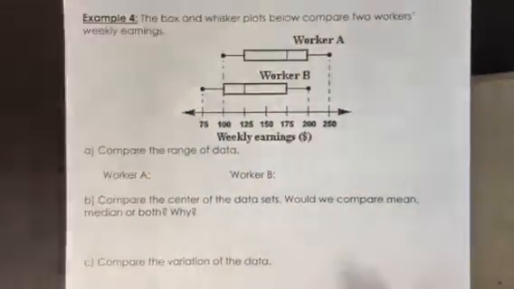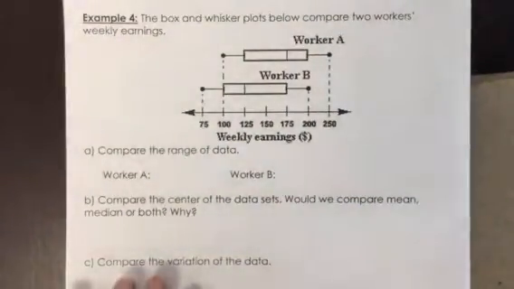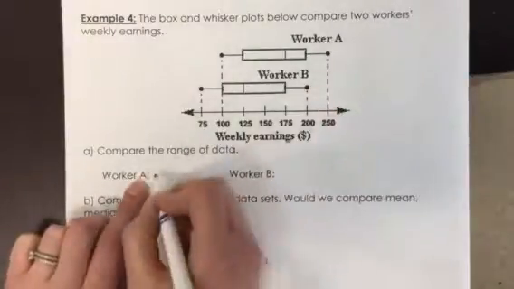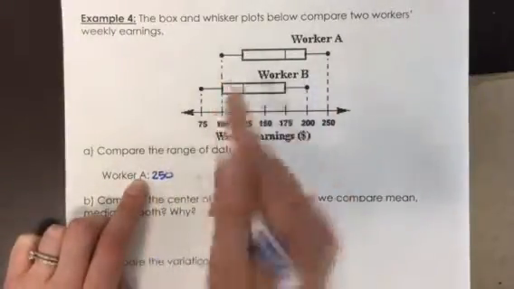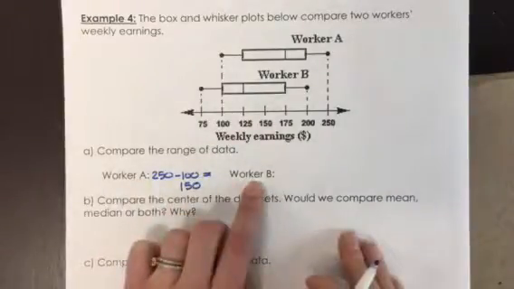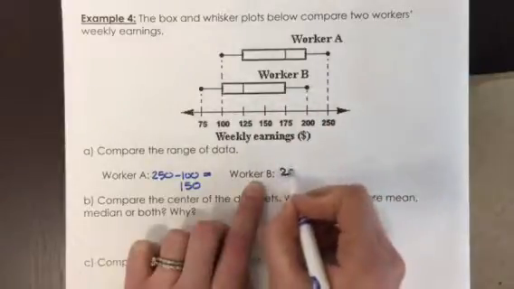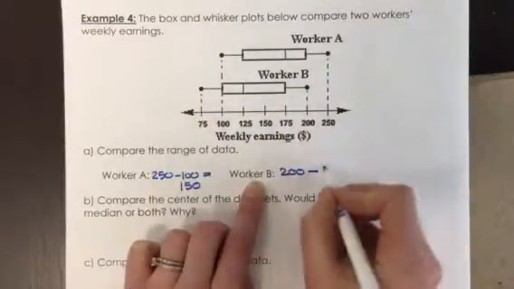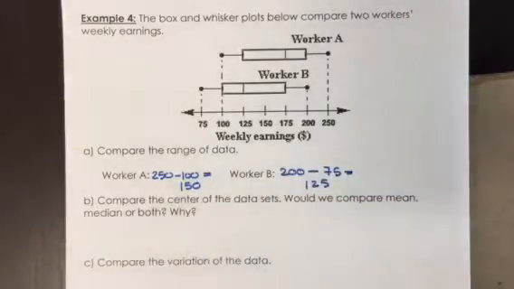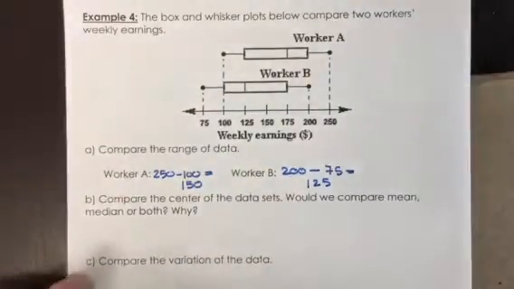Okay, let's look at the next question about box and whisker plots. First of all, let's compare the range of the data. If we want the range, we want the max minus the min. We look at worker A: 250 minus our min of 100, means we have a range of 150. If we look at worker B, our max is 200, our min is 75, so as we subtract the two, we have a range of 125. I could ask you about the variation, and you could tell me which one's greater, and we'll get to that in part C.